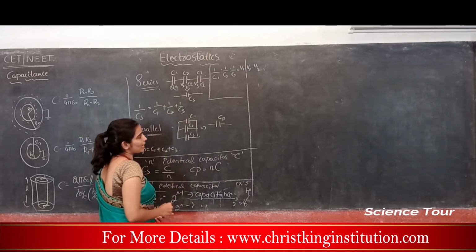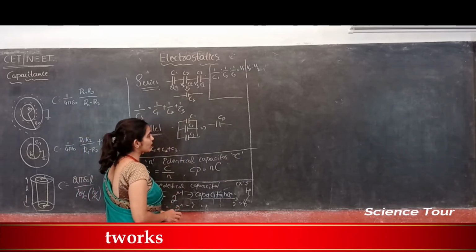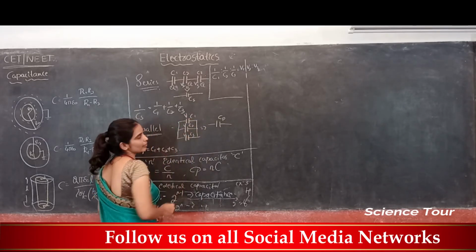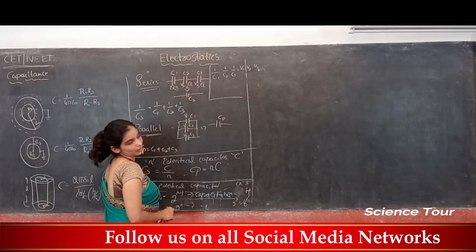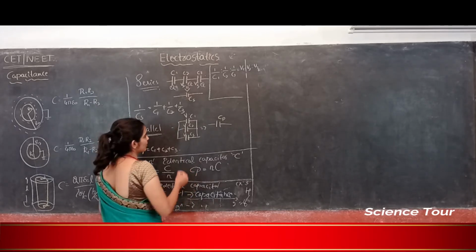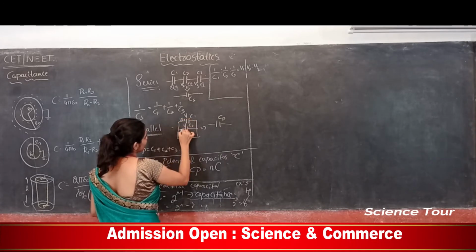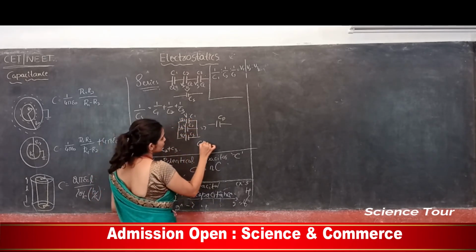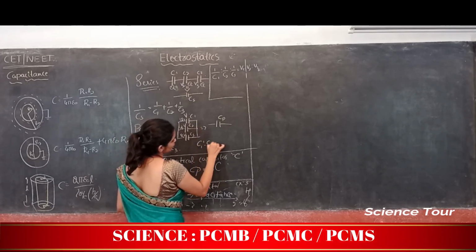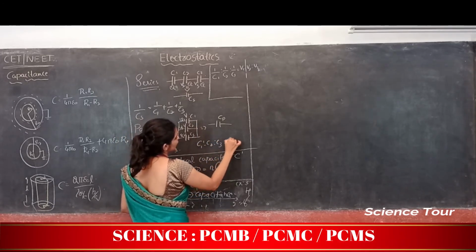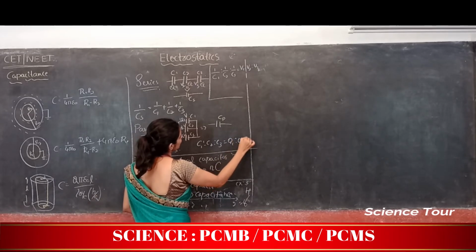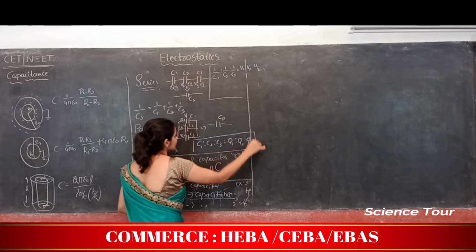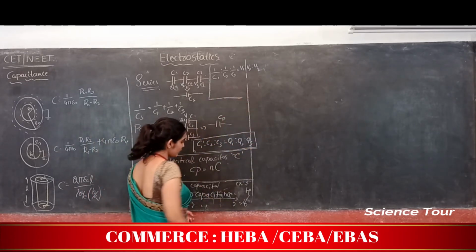When they are in parallel, what will be common across all the capacitors? Potential difference. If it is V here, it will be the same everywhere. But the charge across each capacitor will be different. Here it will be Q1, Q2, Q3. Now the ratio of C1, C2 and C3 will be equal to Q1, Q2 and Q3. Got it? Remember this relation.